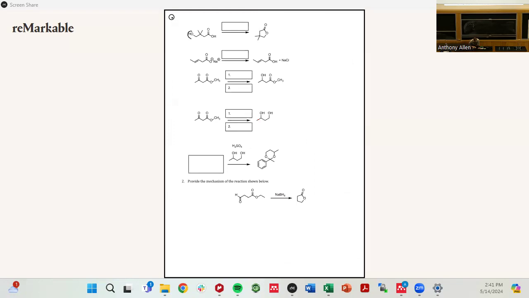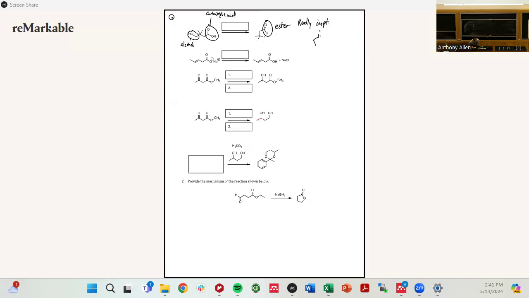What do we have over here? What sort of functional group? Alcohol. What do we have over here? What sort of derivative? Carboxylic acid. What do we have right here? Yes, this is a really important thing. Really important.